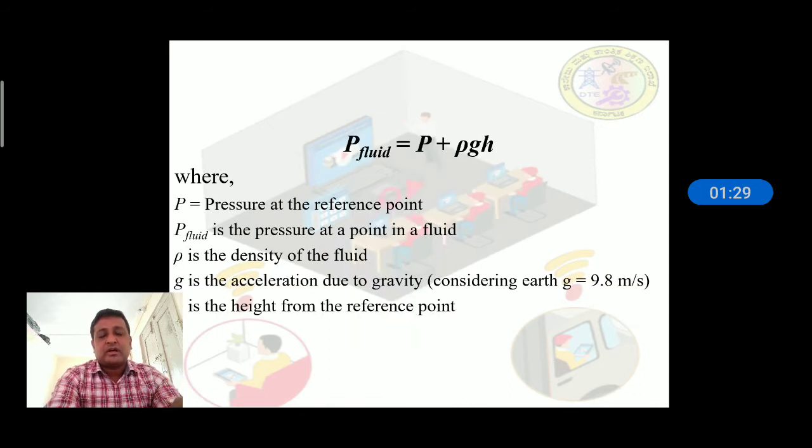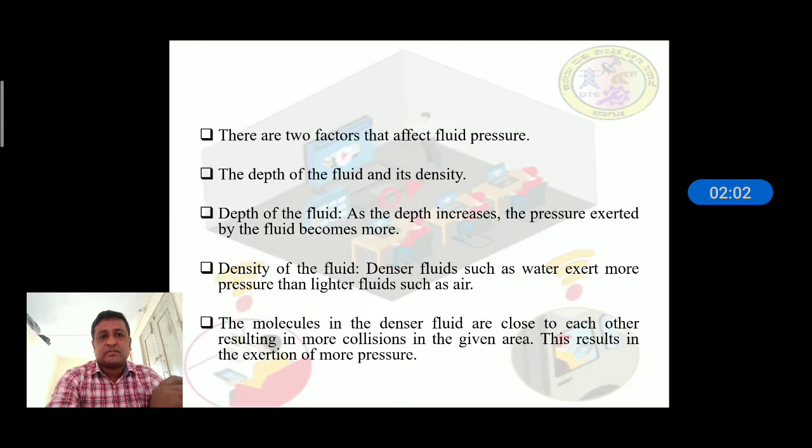This is the formula used to find the fluid pressure. The fluid pressure is equal to P plus rho g h, where P is the pressure at the reference point of the fluid, P fluid is the pressure at the point in the fluid, rho is the density of the fluid, g is the acceleration due to gravity and h is the height from the reference point.